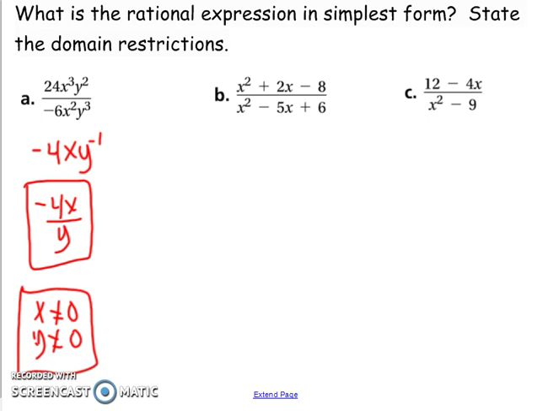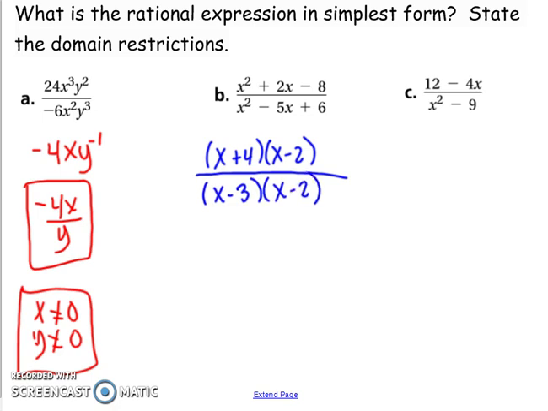Now in the second one, we can factor the top and the bottom. So in the top, we want to factor x squared plus 2x minus 8. So what's going to multiply to negative 8 and add to positive 2? So we can use 4 and negative 2. So x plus 4 and x minus 2. In the bottom, we want to see what multiplies to 6 and adds to negative 5. So we can use negative 3 and negative 2. And since both of these had a values of 1, we could just use our shortcut.